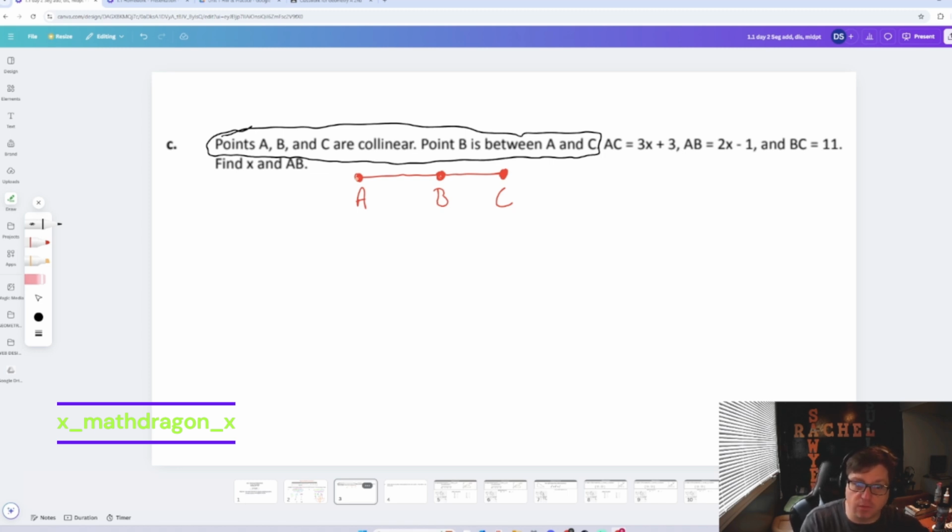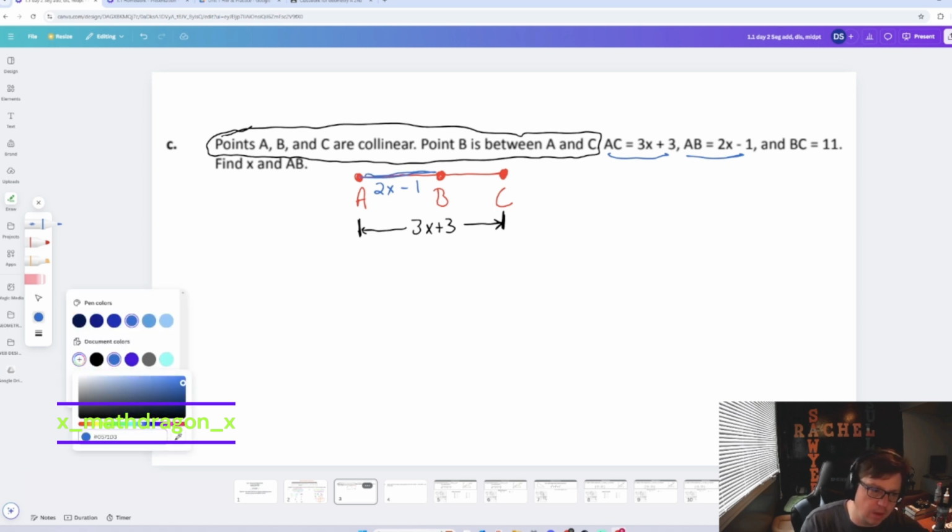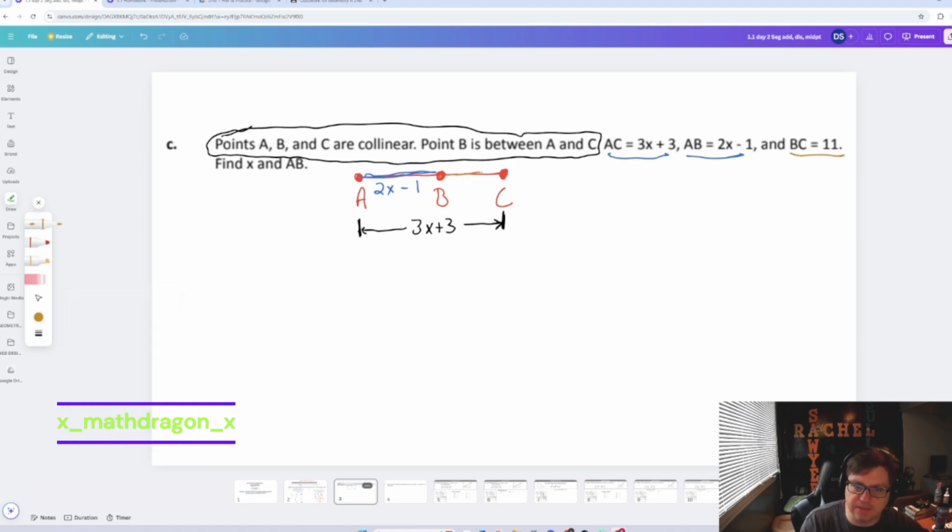So A to C. So from beginning to end, they told us it's 3x plus 3. So beginning to end, this is going to be 3x plus 3. Then it says AB is 2x minus 1. So from A to B is 2x minus 1. And lastly, B to C is just going to be 11. Okay?